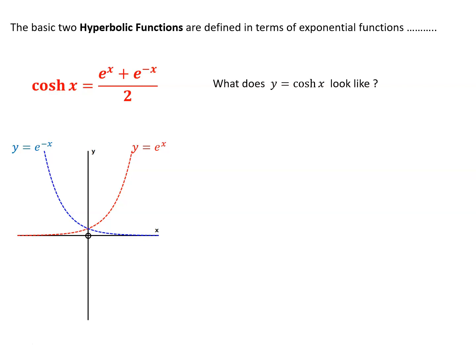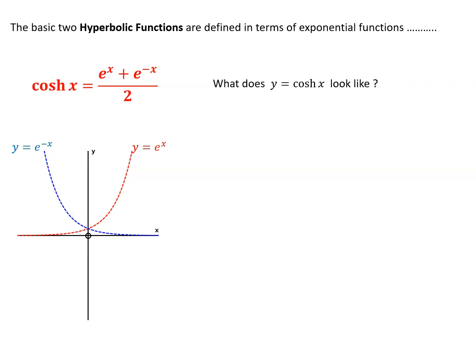If we've got a large negative value of x, on the other hand, the value of e to the x is very, very small, very close to 0, whereas the value of e to the minus x is going to be very large and positive. So if x is a large negative value, then the cosh x is very, very close to just being a half e to the minus x.